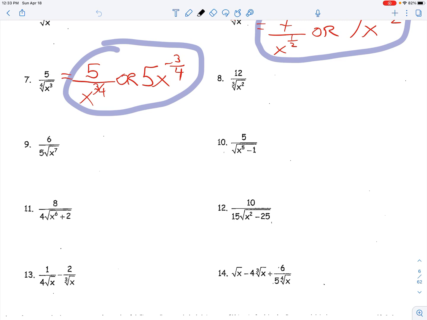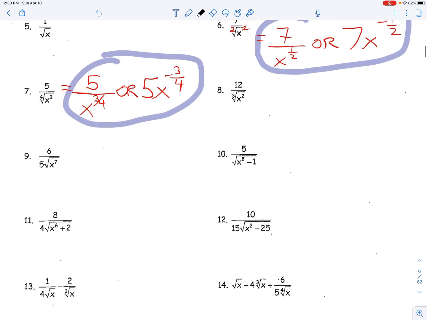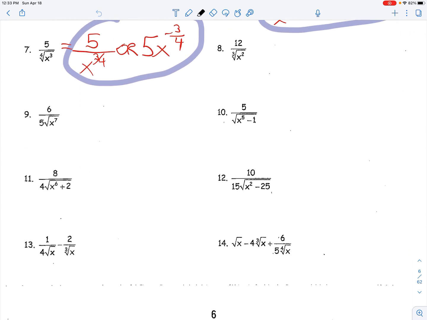Here we are today. A little more with exponents, huh? And fractional exponents and negative exponents and stuff like that. So, let's see. This is page 6. I'll do a little bit more with this.